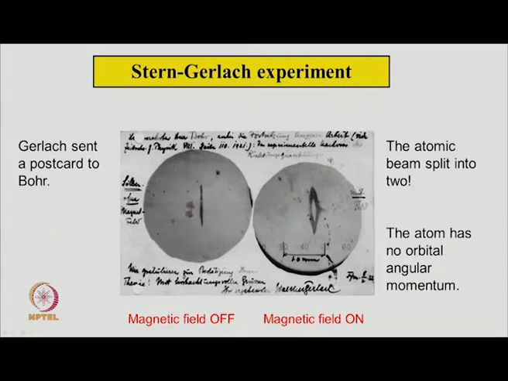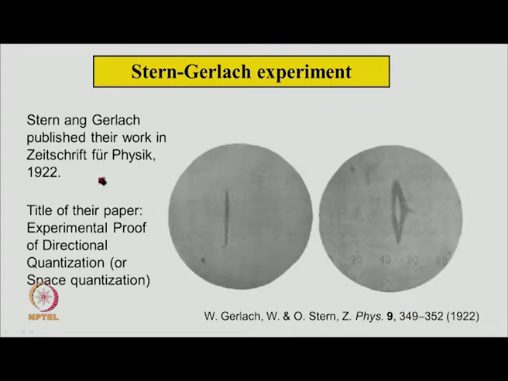So, here is the actual photograph. The magnetic field was off, all the atoms fell here, a single lump. When the magnetic field was on, they show splitting. They published their result in this journal, Zeitschrift für Physik, with the title "The Experimental Proof of Directional Quantization." So, this is the famous experiment.